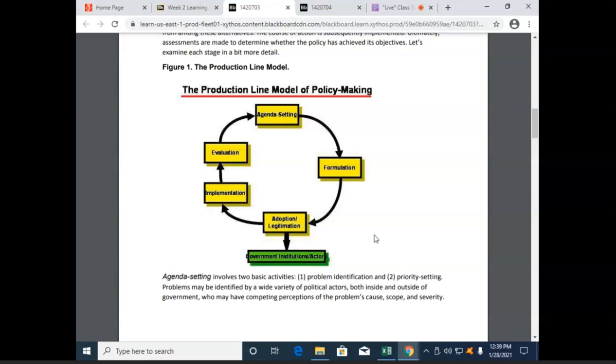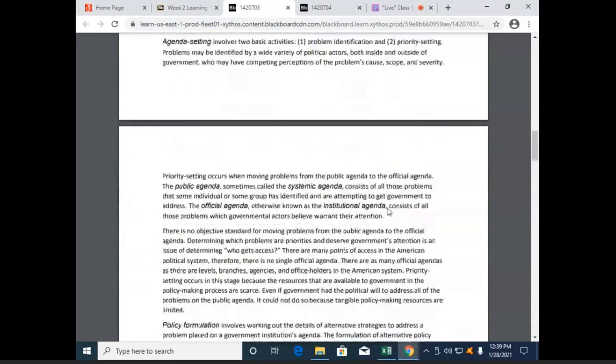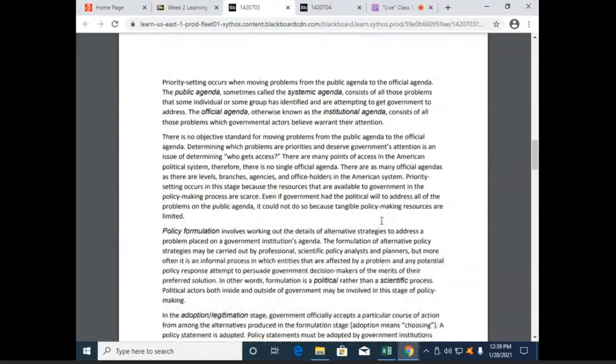Now, when we talk about agenda setting and policy making, we're not really talking about that per se. We're really talking more generally about the concept of an agenda. So I think it's useful to distinguish between the concept of a public agenda and an official agenda, which, by the way, I do in the primer here. So I'm not going to go back through all that again. Public agenda is all of those problems that someone or some group of people have identified and they want government to address.